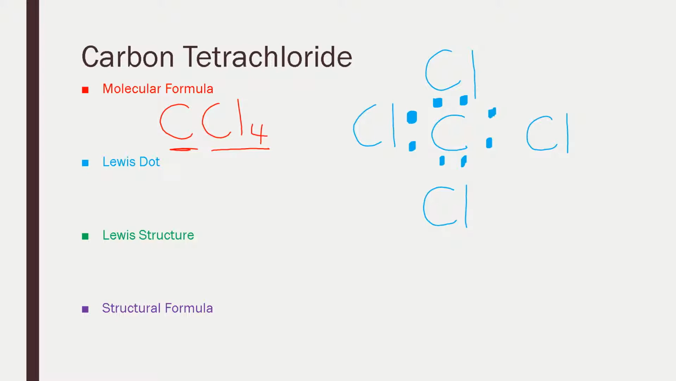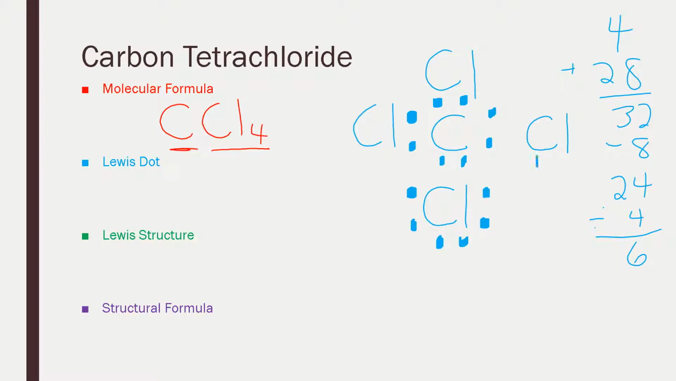We know that carbon has 4 valence electrons, and we know that chlorine has 7. 7 times 4 is 28. So this will have a total of 32 valence electrons, and we just used 8. So now we're only going to have 24 left, and we can divide that by the 4 chlorines, and that means each of them needs 6 more, which makes sense because this will give every single one of the chlorines an octet.